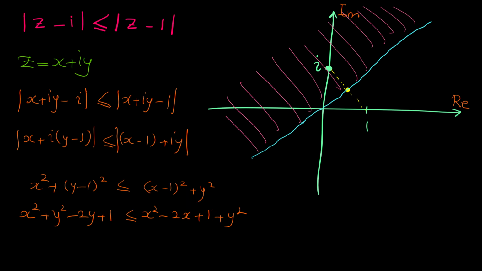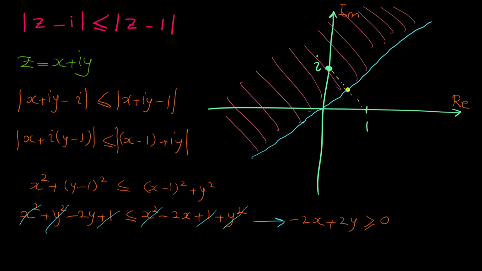Now let's move everything to one side. I prefer to move everything from here to this side. If we move everything to the right, what happens? x squared with x squared cancels, because it's going to the other side, it's going to be negative. y squared with y squared cancels. 1 with 1 cancels. At the end, we are going to get negative 2x plus 2y greater than or equal to 0.